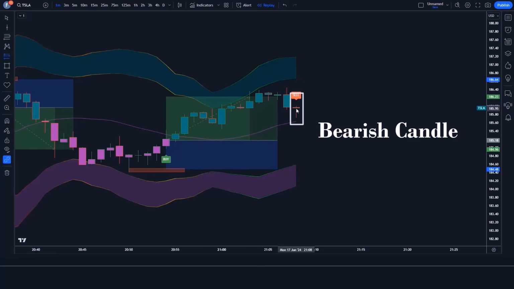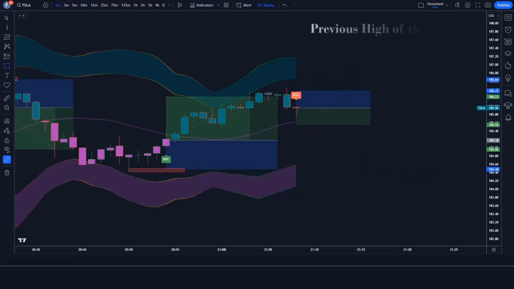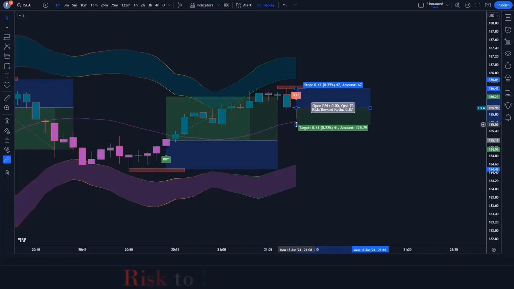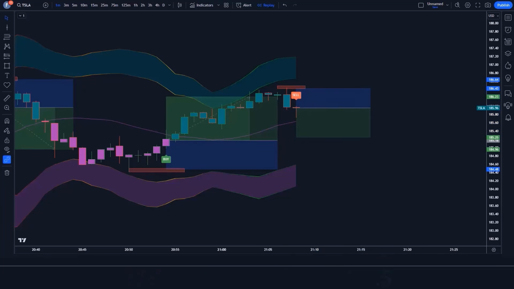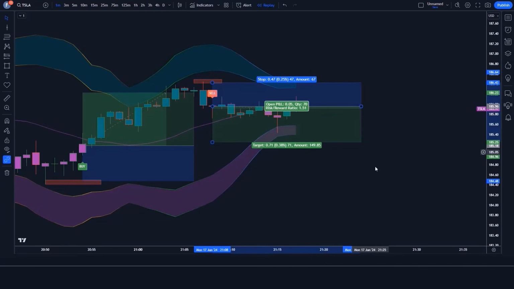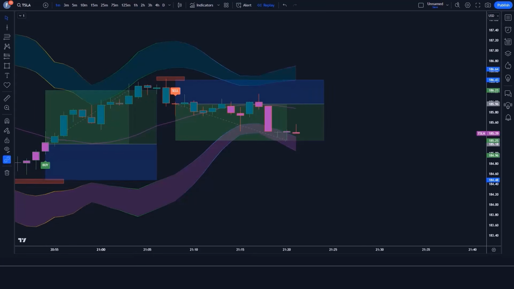When the Community Algo Indicator gives us a sell signal, here the market has made a bearish candle to give confirmation. So all our conditions are being fulfilled, so we are placing an order to sell. Our stop loss is to be placed at the previous high of the market, and the risk to reward ratio will be 1:1.5. Let's see what happens to our trade. We have won the trade. Let's find the next trade.